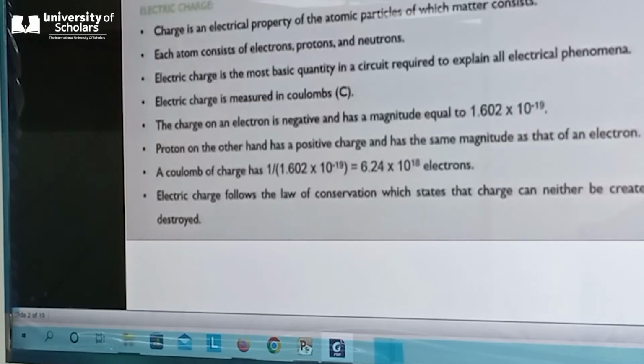So each electron equals minus 1.602 × 10^-19 coulomb of charge. One electron contains this much charge, and the sign is negative because electrons are negative. And protons have the same amount of charge, but it is positive. Okay?